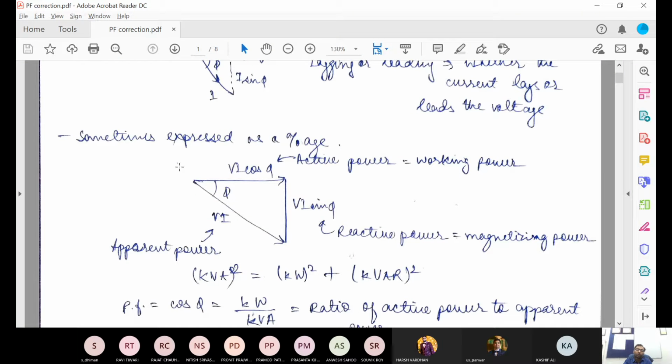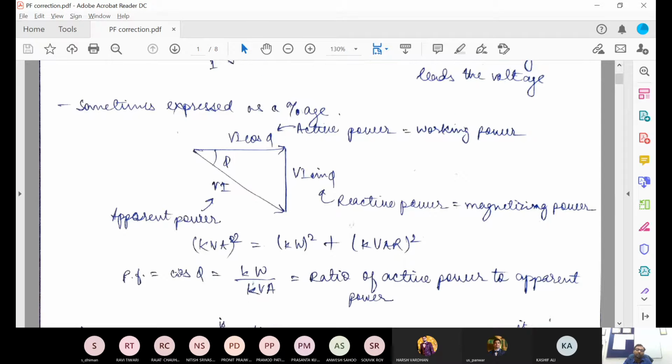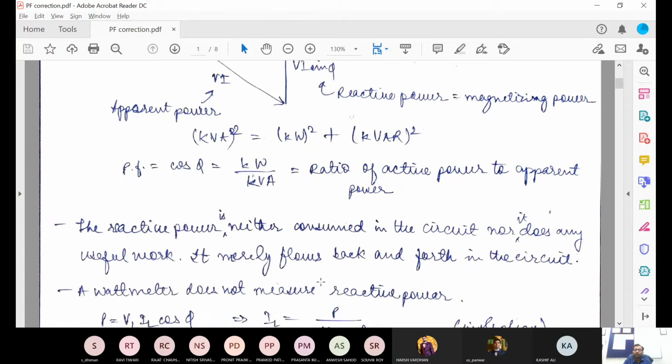So overall, from this Pythagoras theorem, we can write that your apparent power kVA squared is equal to kilowatt squared plus kVAr squared. This is very straightforward, and therefore we can define power factor or cos phi. Again, from this triangle, we can define it as the ratio of your active power to the apparent power, or kilowatt by kVA. So these are some fundamental ideas, the basic definition of the power factor.